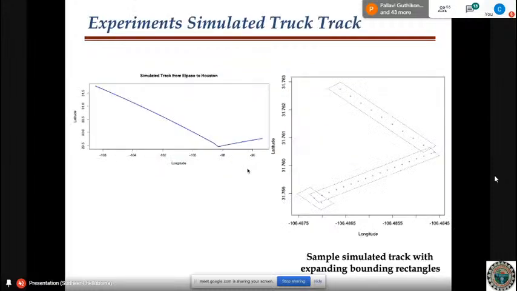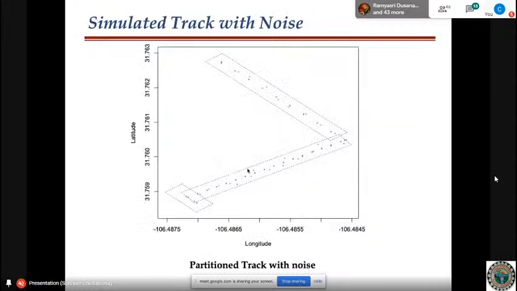This is an arcade track. This is data from NOAA, a climatological society in the US. It tracks from El Paso to Houston. This is the partitioned track. You see the blue dots and red dots, right? Red dots are the noise which I included.